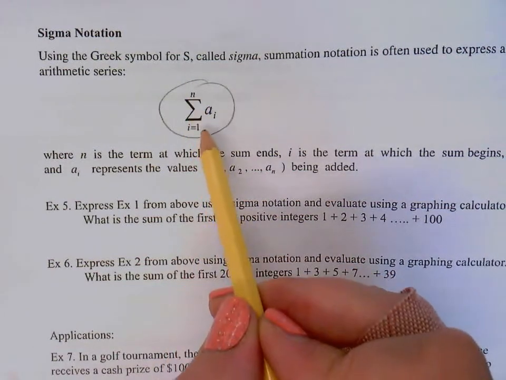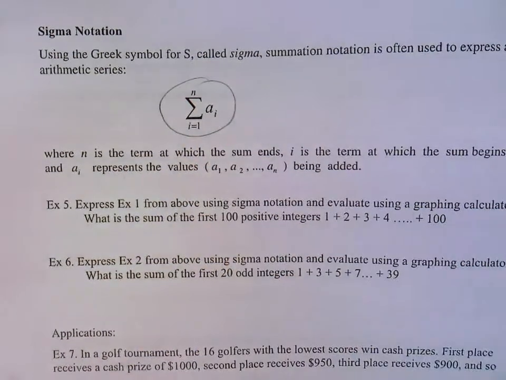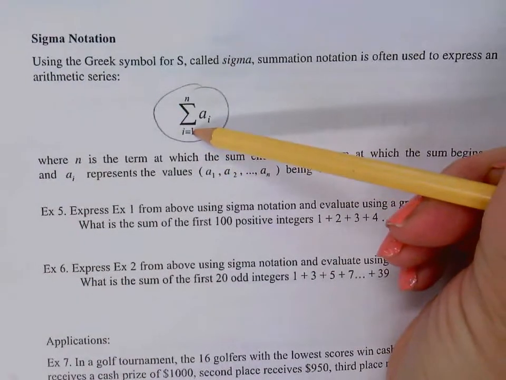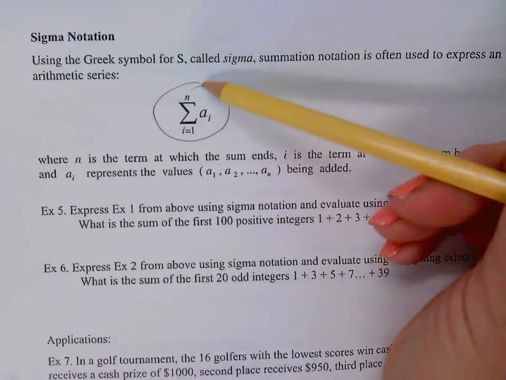If you don't want to start at 1, let's say you want to add together months April through December. You might want to start at term 4 and go to term 12. So you could start here at term 4 and go to term 12 and add together those months.